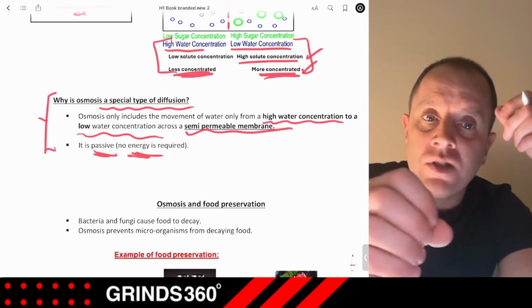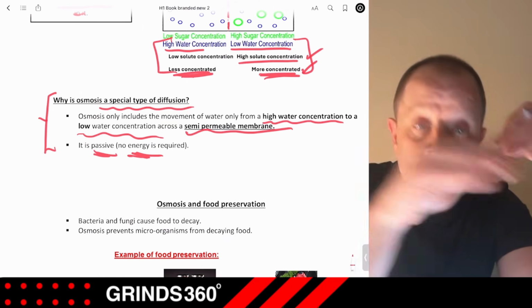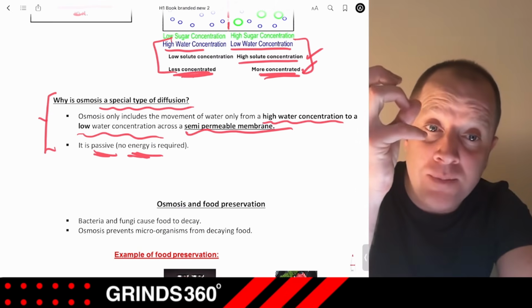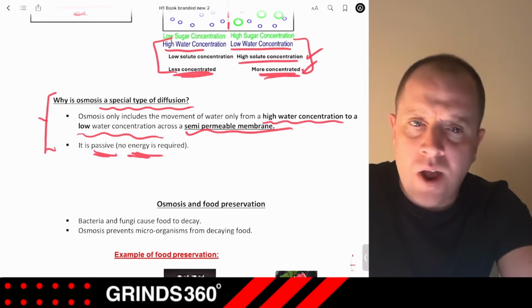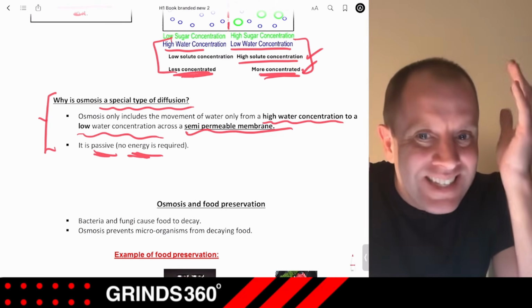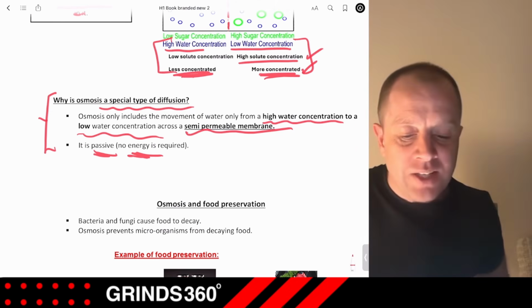But osmosis is only the movement of water from a high water to a low water concentration across a selectively permeable membrane. So diffusion doesn't require a membrane. Diffusion can still occur through a membrane, but it doesn't need a membrane for it to occur. Osmosis does. So that's why it's so important we know that.